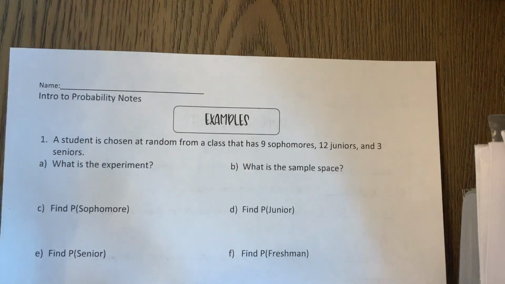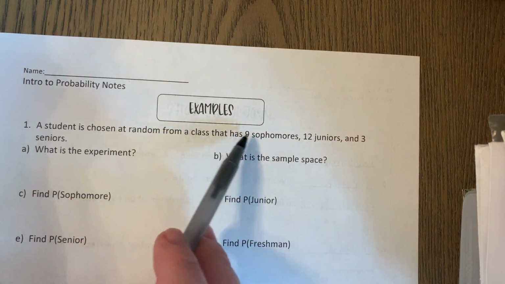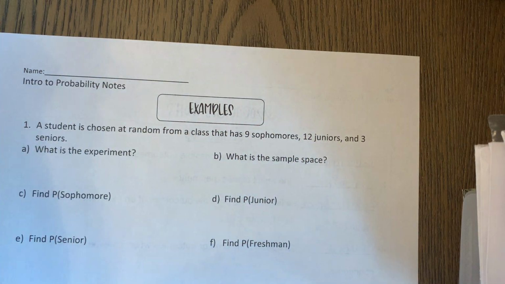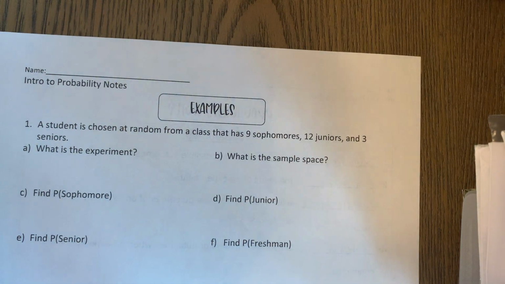So a student is chosen at random from a class that has 9 sophomores, 12 juniors, and 3 seniors. Based off of that information, you need to answer these problems A through F. So the first question is, what is the experiment? What are we actually doing?